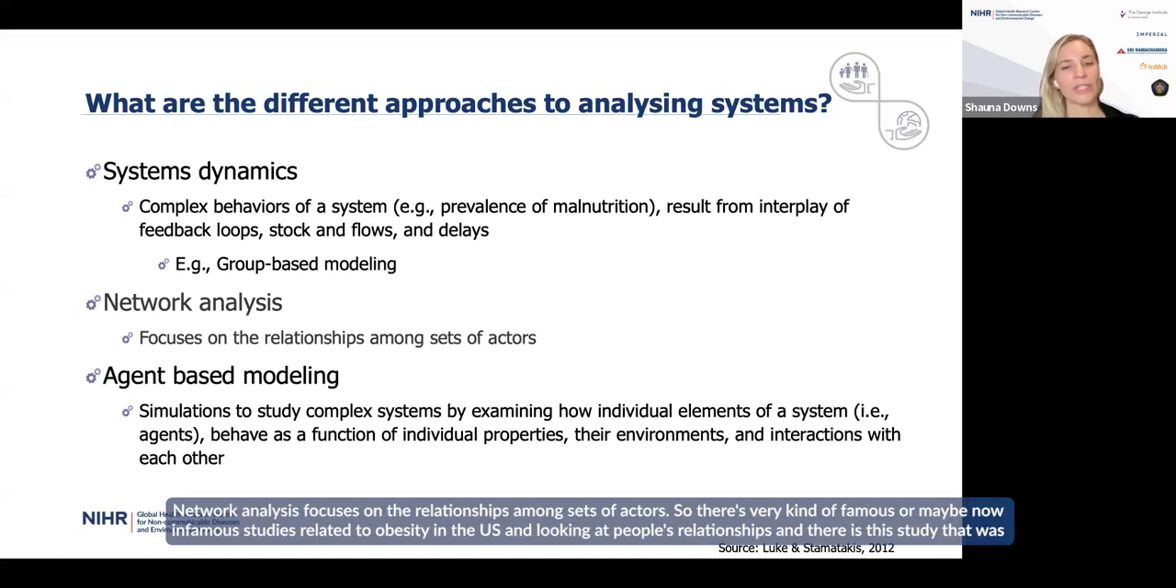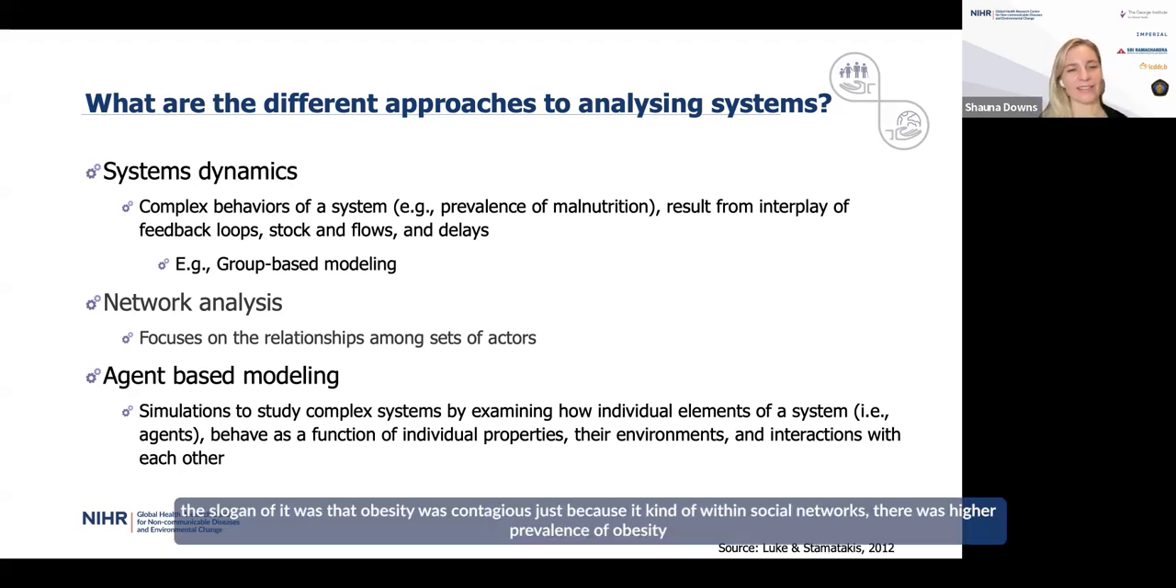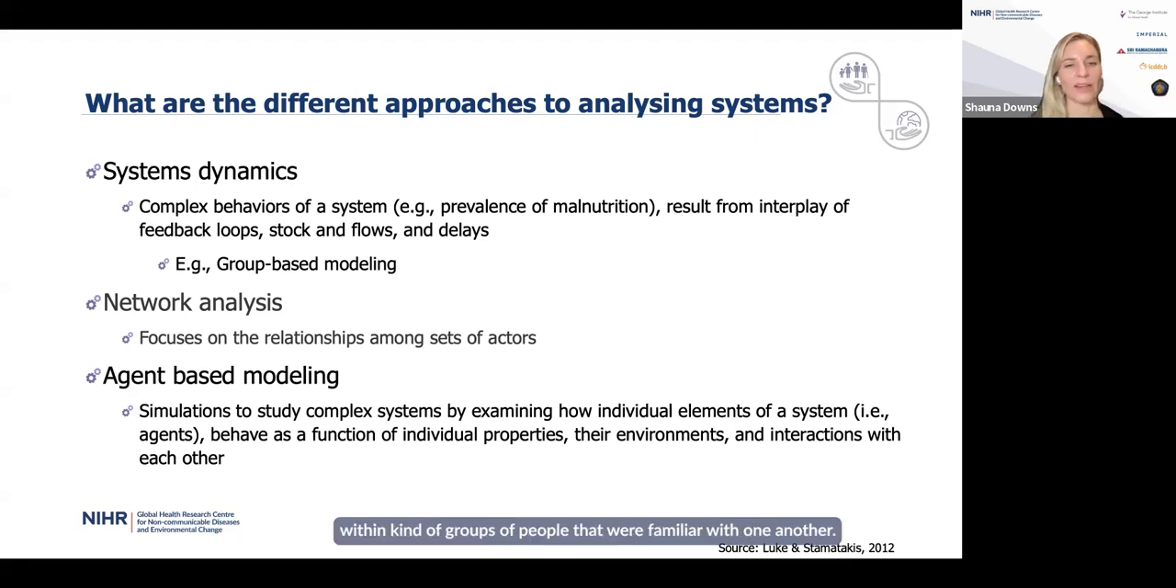Network analysis focuses on the relationships among sets of actors. There are very famous, or maybe now infamous, studies related to obesity in the US that looked at people's relationships. The slogan of one study was that obesity was contagious, because within social networks there was a higher prevalence of obesity within groups of people that were familiar with one another. I think some of that work has been a bit debunked, but the last is agent-based modeling.